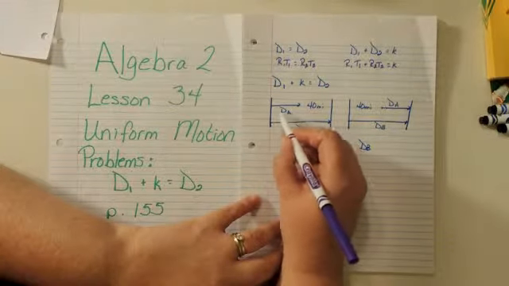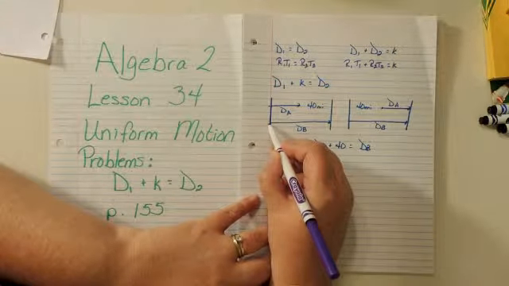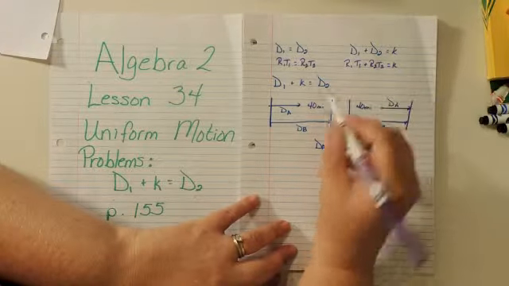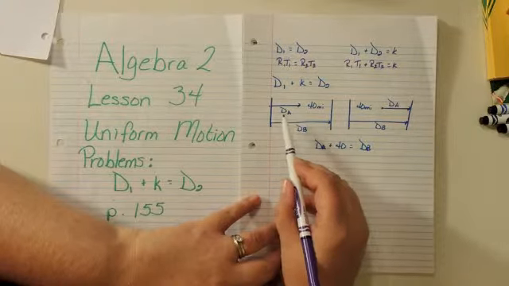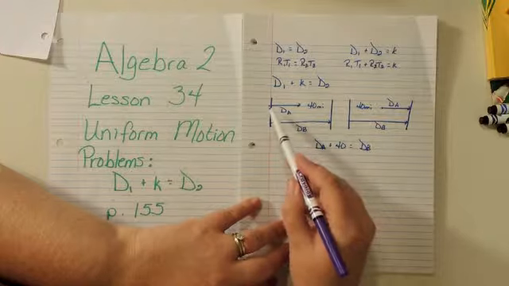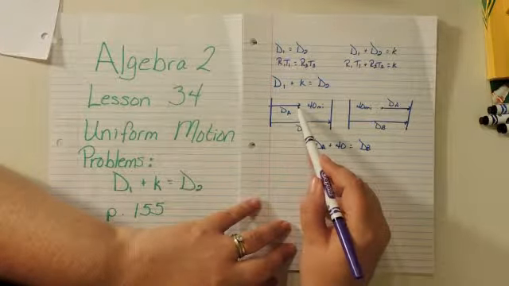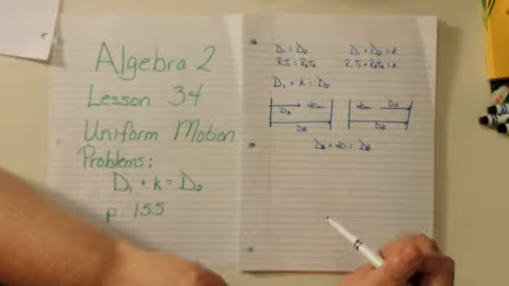Distance A goes from the starting place to here. Distance B goes from the starting place all the way here, and the difference is 40 miles. So distance B went 40 miles farther than distance A. So A and B started in the same position, but A stopped, and B continued for another 40 miles.